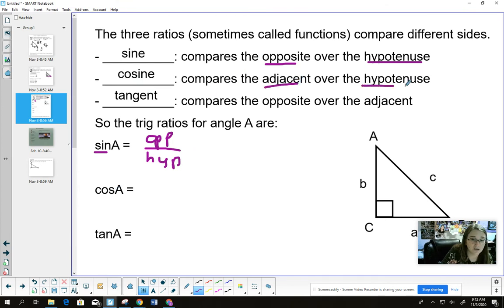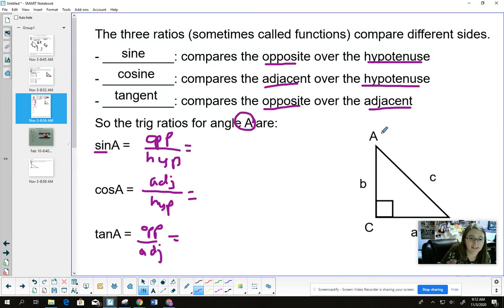Cosine is the adjacent over the hypotenuse. So adjacent over the hypotenuse. And tangent is opposite over adjacent. So opposite over adjacent. So what we want to do to get these fractions is we want to label our triangle in respect to A.